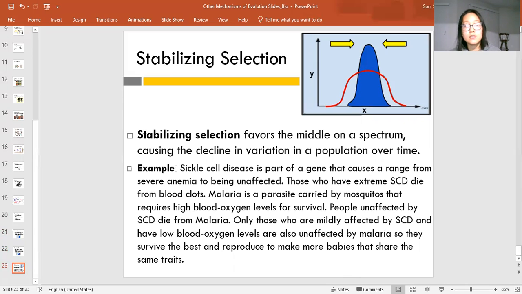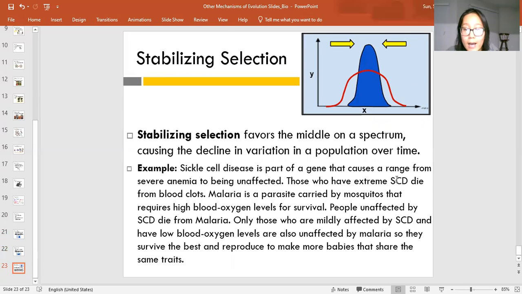So sickle cell disease is a part of a gene that causes a range from severe anemia to being unaffected. So when you have anemia and it's really bad, you don't have enough red blood cells to carry oxygen around your body, you don't have enough iron, you're iron deficient, you pass out really easily, you get tired all the time. And so anemia is kind of not great to have, but it affects a lot of people. And then there's people on the spectrum who are unaffected right here.